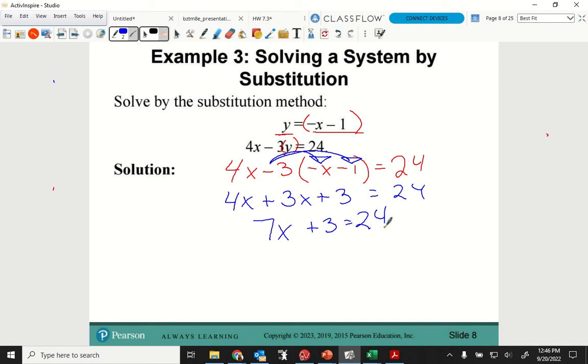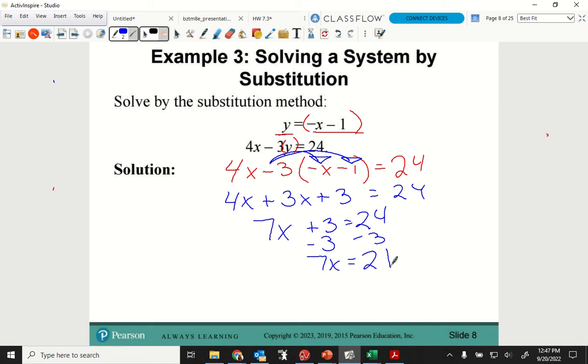Now, I'm trying to get my x's by itself. So what do I do with this positive 3 here? Minus 3. I'm subtracting 3 from both sides, right? Let's do that. So minus 3, 7x is 21.